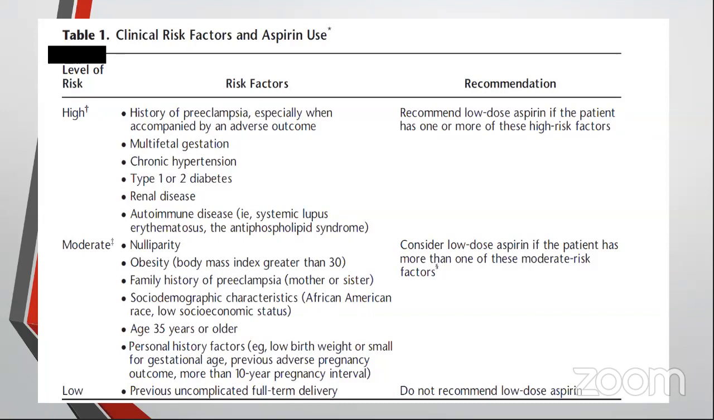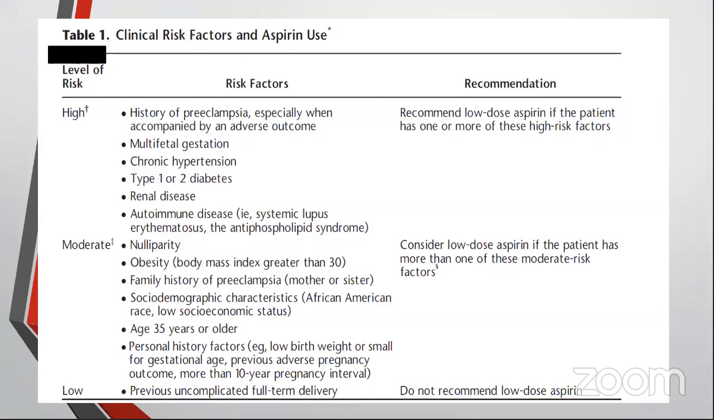Aspirin is not to be given to all pregnant women, only to those who have risk factors for developing hypertensive disorders. This is a slide from the American College of Obstetrics and Gynecology showing who is high risk and moderate risk, and who needs low dose aspirin during their antenatal care.